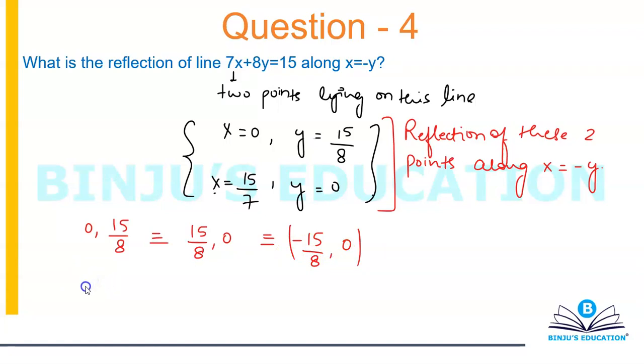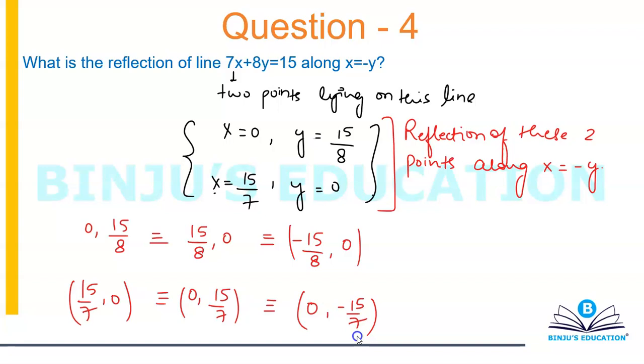The second is 15 by 7 comma 0. Interchange them, so that is 0 comma 15 by 7. Then multiply both by a negative sign, so that is 0 comma minus 15 by 7. Now these 2 points that we have calculated would automatically lie on the reflected line.